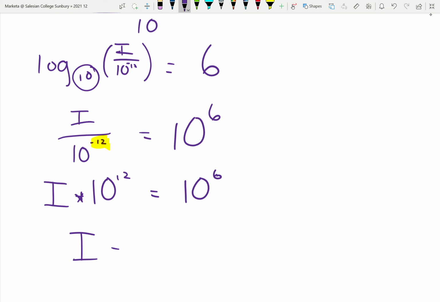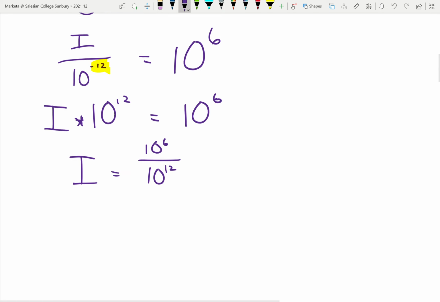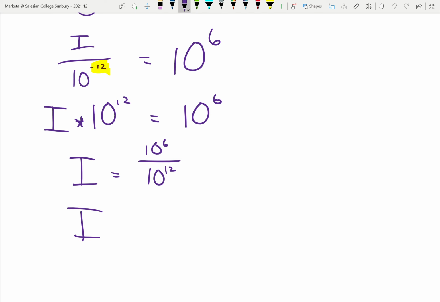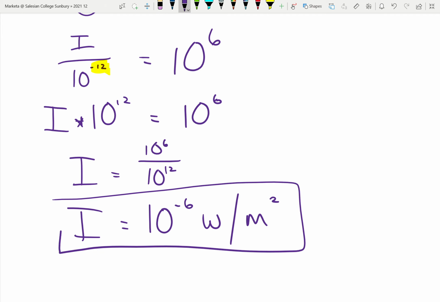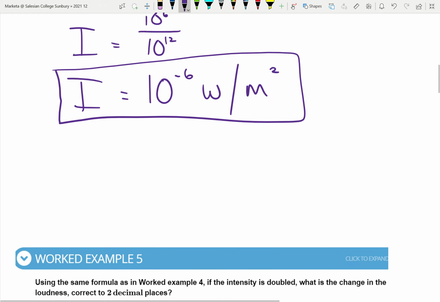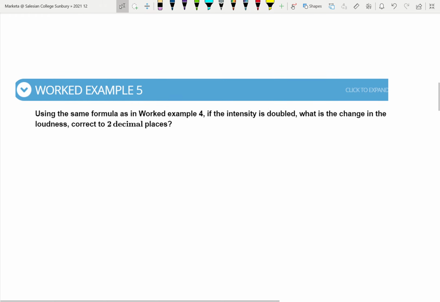So I is going to equal 10 to the 6 over 10 to the 12, which is 6 minus 12 is negative 6, so 10 to the negative 6, and our units are watts per metre squared. So that will be our final answer. All right, so let's move to the next one. And it's using the same formula as we did in the previous example. If the intensity is doubled, what is the change in the loudness?